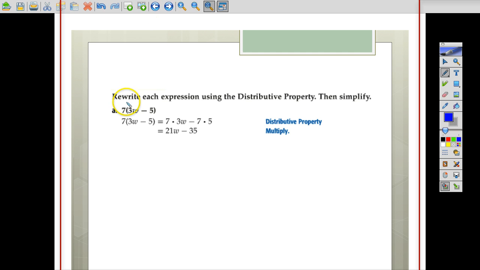All right, welcome back. Okay, rewrite each expression using the distributive property, then simplify. This time they're adding a little kick to it. They add a variable. Remember, a variable is just any letter. So we're going to do the same thing. Distributive property: 7 times 3W minus 7 times 5. 7 times 3W, you can go ahead and do 7 times 3 and write 21 and add a W. So 21W minus 7 times 5 became 35. And that's your final answer. You can't really do anything more with this. 21W minus 35, that's your final answer.